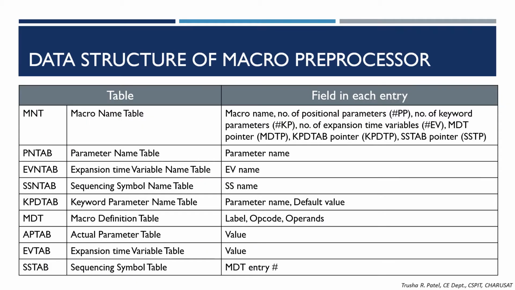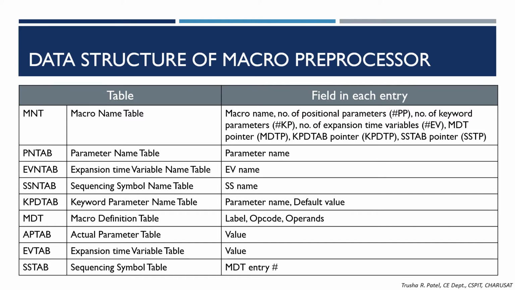Now, these all are the data structures which are used in the macro preprocessor. First is MNT, that is macro name table, which consists of the macro name, then number of the positional parameters, number of the keyword parameters, number of the expansion time variables, then MDT pointer, that is pointer to the very first location of the macro definition table, then KPD tab pointer, that is the pointer to the very first entry of the KPD tab, and likewise we have a pointer for the SS tab.